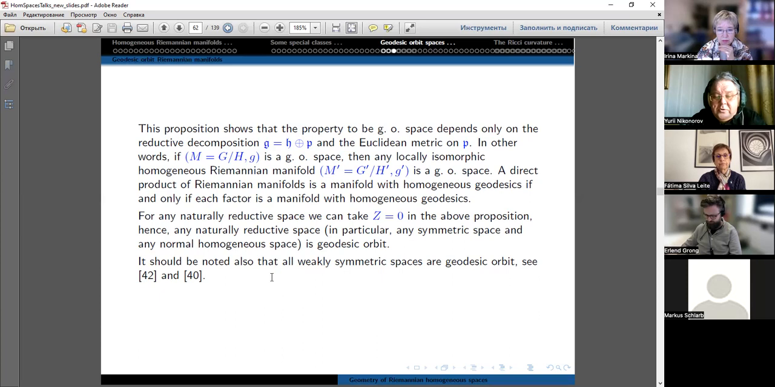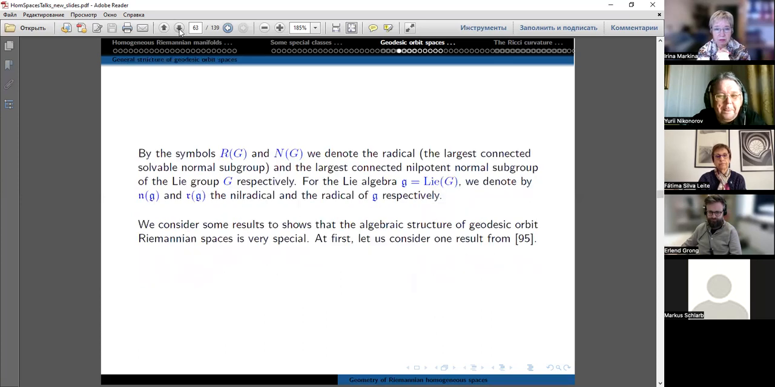And also, it should be noted that all weakly symmetric spaces are geodesic orbit spaces. It's not so easy to explain. It's quite a deep result, really. Okay. Now some structure, a little more structure results for geodesic orbit spaces.